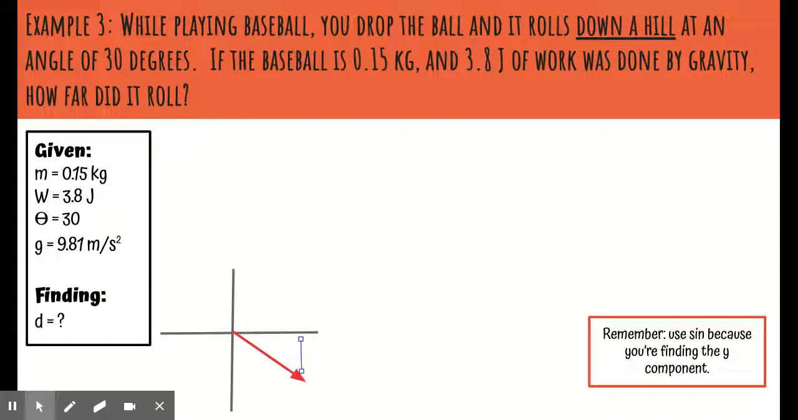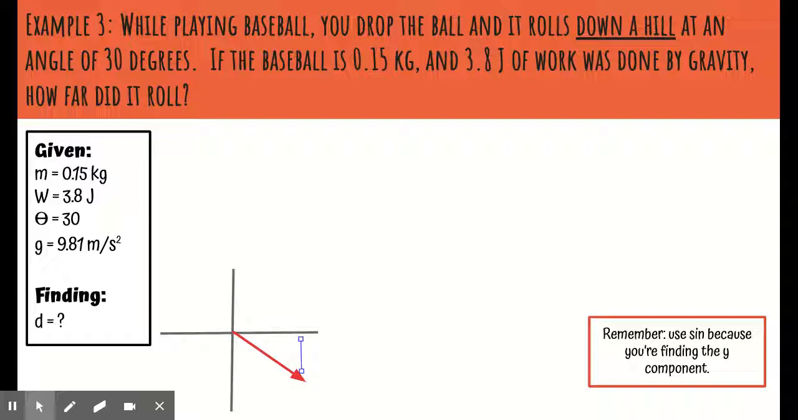Last example here: while playing baseball, you drop the ball and it rolls down a hill at an angle of 30 degrees. If the baseball is 0.15 kilograms and 3.8 joules of work was done by gravity, how far did it roll? So that's another thing to remember, that you can have work done by gravity because gravity is a force, right?